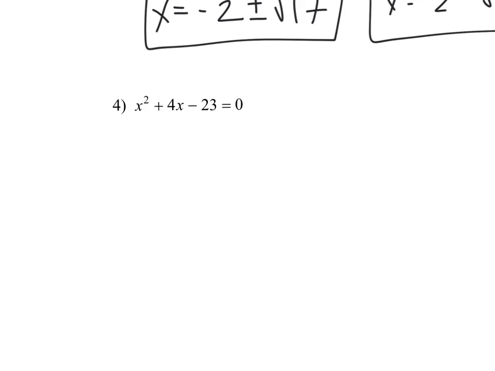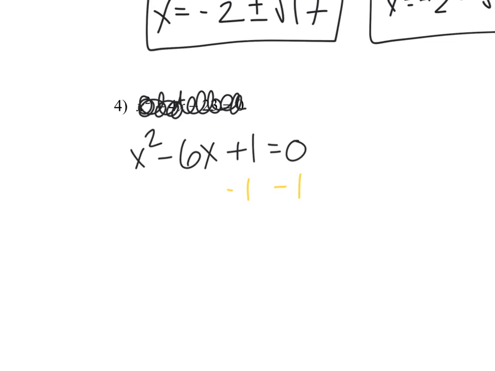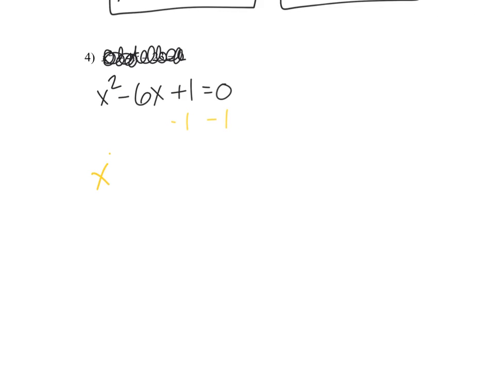Okay, I'm actually going to change number 4 because I've used the b value of 4 too many times now, and I need to mix it up for you guys. So we're going to do this one instead. We're going to do x squared minus 6x plus 1 equals 0. Okay? So I'm going to subtract my 1 over to the other side. X squared minus 6x plus blank equals negative 1 plus blank.